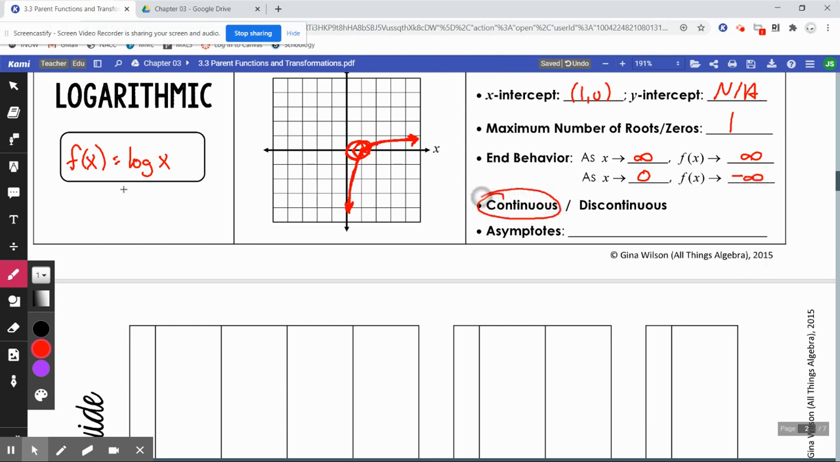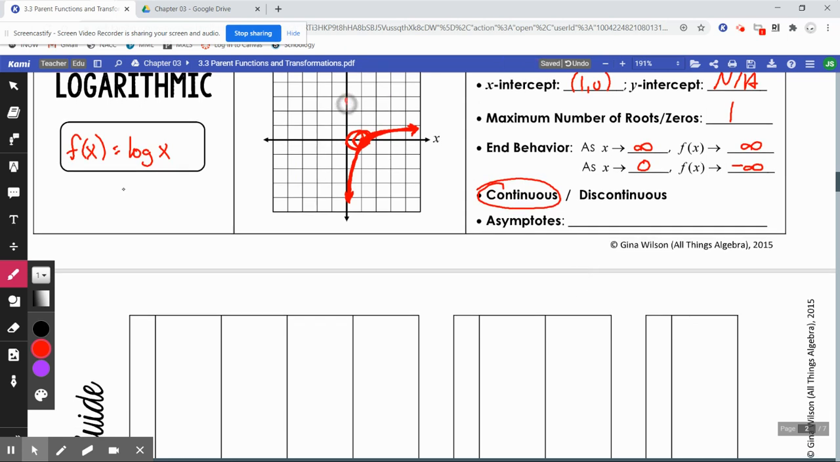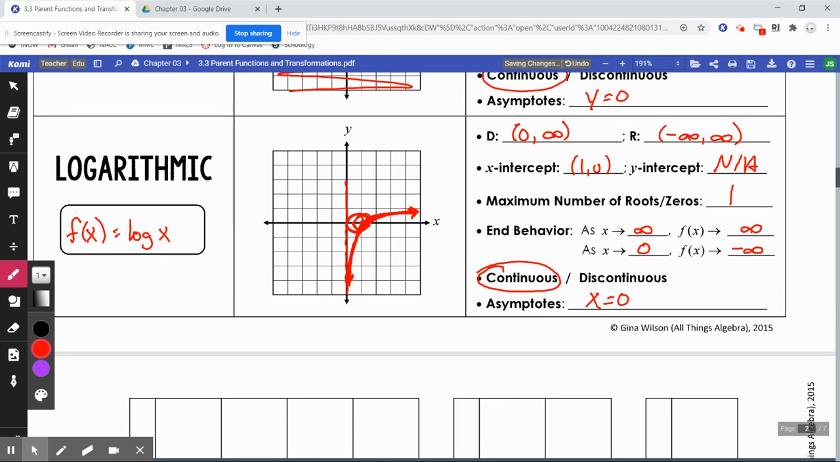Continuity, we are going to say the same as a square root function. I can draw this without lifting my pencil, so it's continuous everywhere on its domain. It is not continuous over here, obviously, because there's no graph, but everywhere on its domain, it is continuous. It does have an asymptote line because it gets closer and closer and closer to this vertical line, which is at x equals 0. It never crosses it, so we do have an asymptote line there.